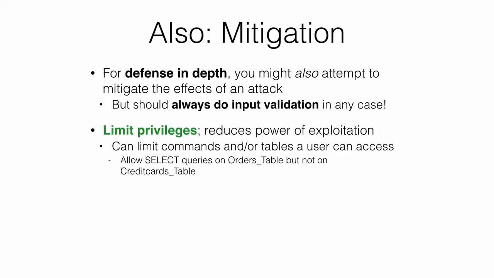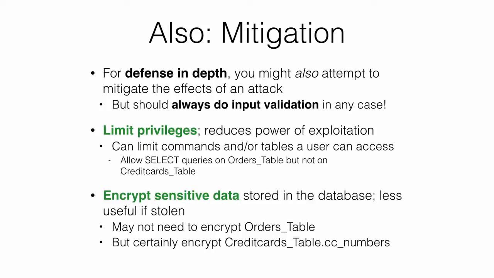So for example, when you connect to the database, you can indicate to the database that only certain commands should be allowed. For example, only select queries on the orders table, but not on the credit card table. You can also choose to encrypt sensitive data stored in the database. So if somehow the database is stolen, that data is going to be less useful. You may not need to encrypt some of the tables, like the orders table. So when encrypted data is selected from the database, it is then decrypted inside of the server application using a key or a smart card or some other sort of mechanism. But while it's stored in the database at rest, it's encrypted.